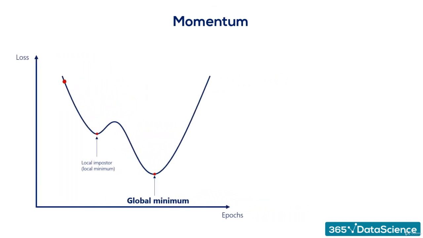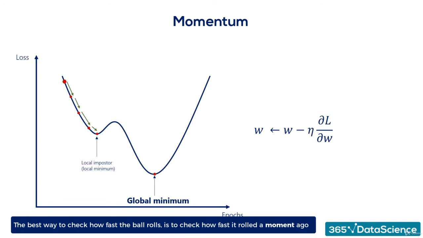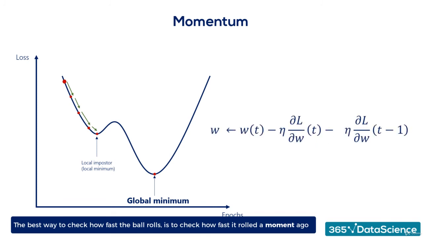So, how do we add momentum to the algorithm? The rule so far was W_i equals W minus eta times the gradient of the loss with respect to W. Including momentum, we will consider the speed with which we've been descending so far. For instance, if the ball is rolling fast, the momentum is high. Otherwise, the momentum is low. The best way to find out how fast the ball rolls is to check how fast it rolled a moment ago. That's also the method adopted in machine learning.